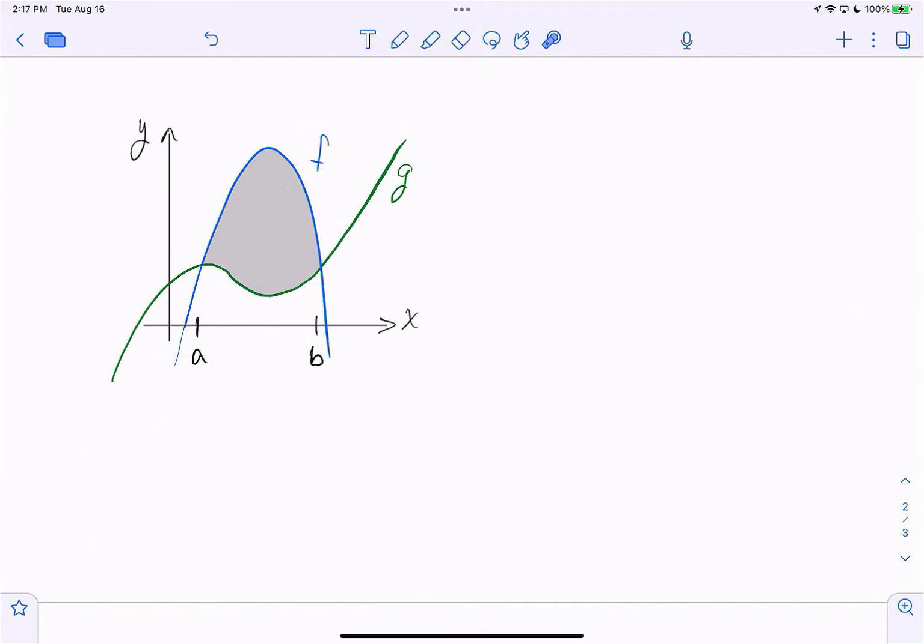Here we're looking at the image that we use to set up the area between curves, and we only set this up in the interval over which f is larger than g. But what if we were to take b and move it?